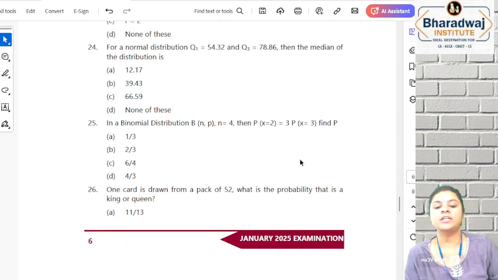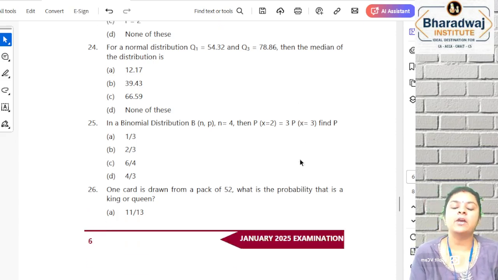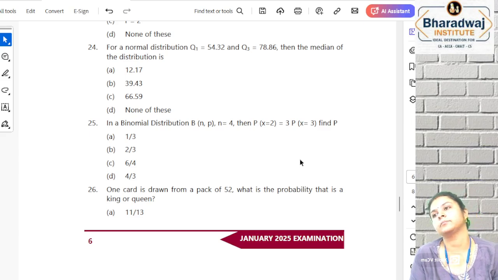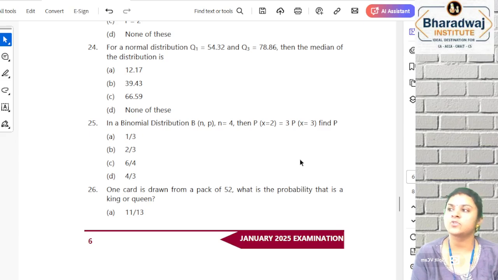25. In a binomial distribution, n is equal to 4, P of x equals 2 is equal to 3 times P of x equals 3. Find p. What is the formula for binomial distribution? nCx into p power x into q power n minus x. Solve and give me the answer.